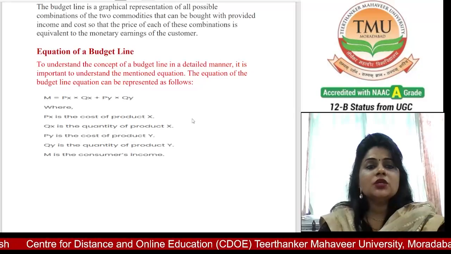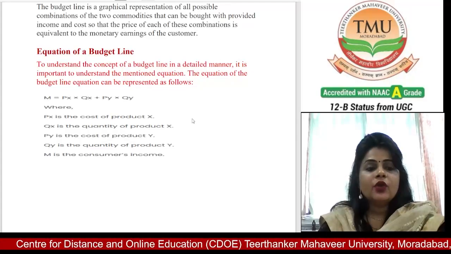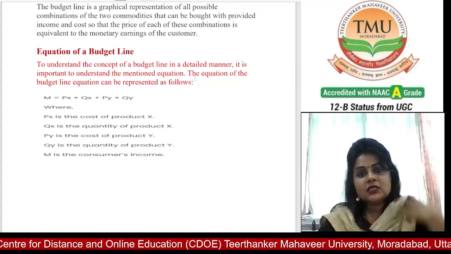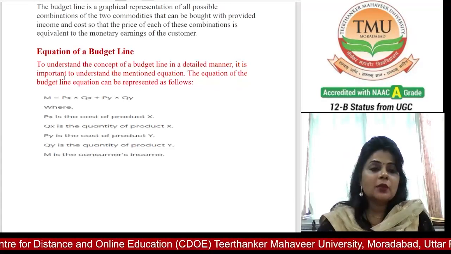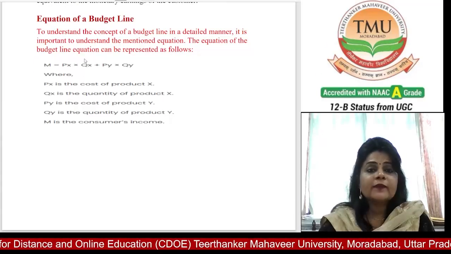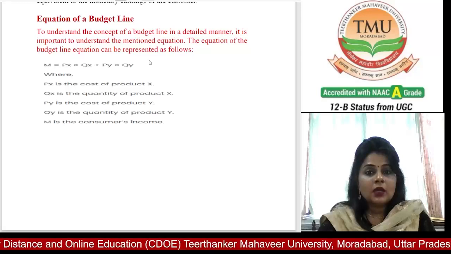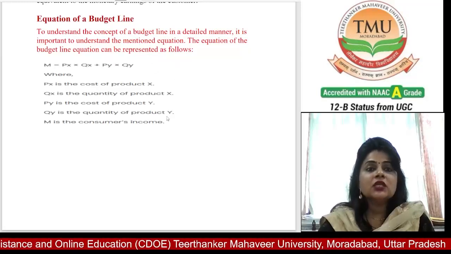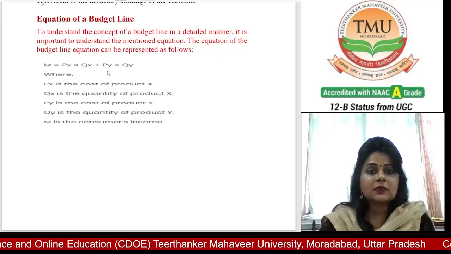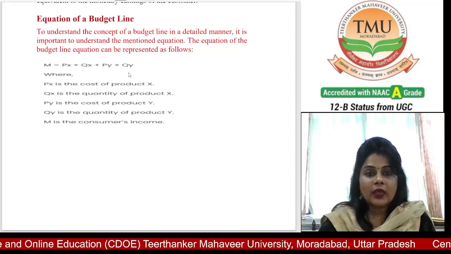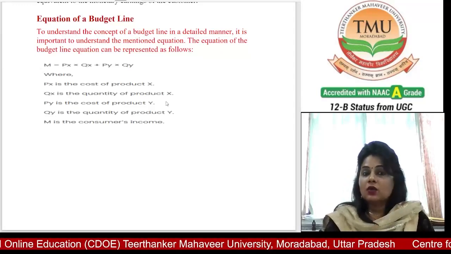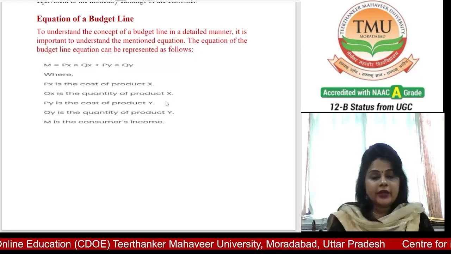Now, the equation of the budget line. To understand the concept of the budget line in a detailed manner, it is important to understand the mentioned equation. The equation of the budget line can be represented as follows. As you see on the screen, M is equal to Px multiplied by Qx plus Py multiplied by Qy, where Px is the cost of the product X.